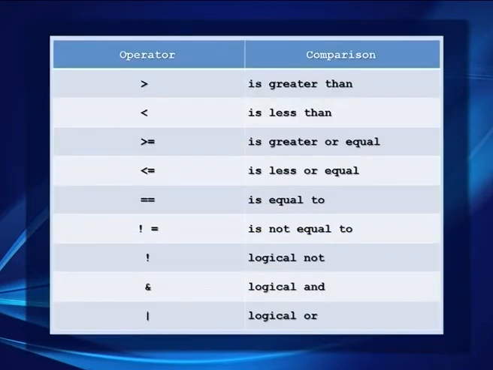Next, we will see some of the comparison operators. Following are the common comparison operators. Operator greater than indicates is greater than, less than is less than, greater than or equal is greater than or equal to, less than or equal is less than or equal to, double equal is equal to, exclamation equal is not equal to, exclamation is logical not, and ampersand is logical and. A pipeline symbol indicates logical OR.